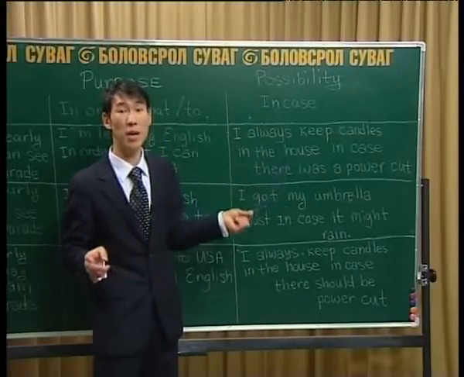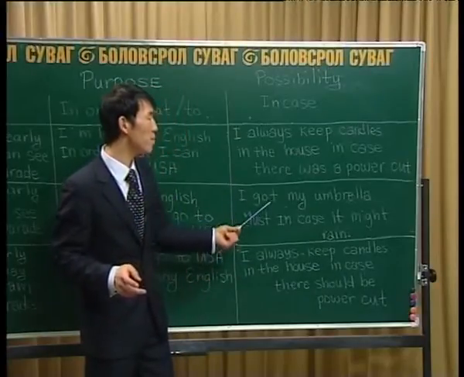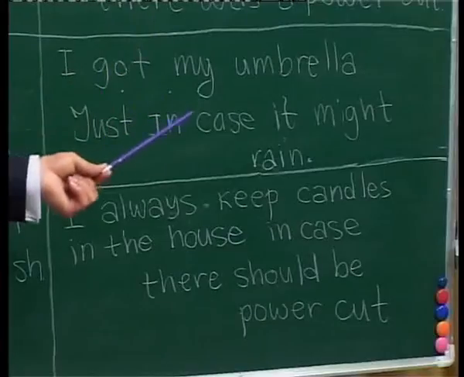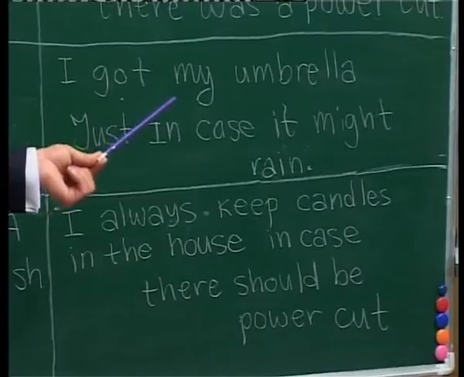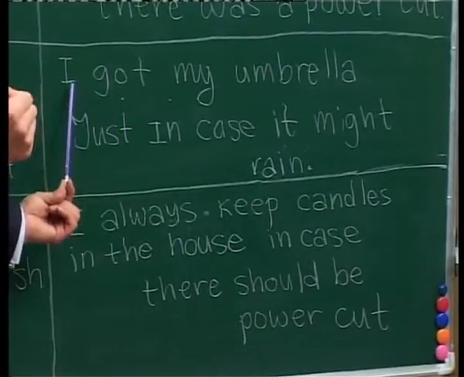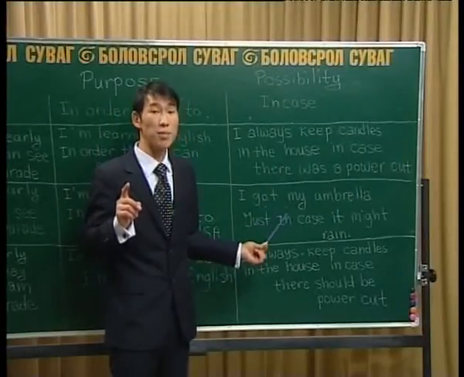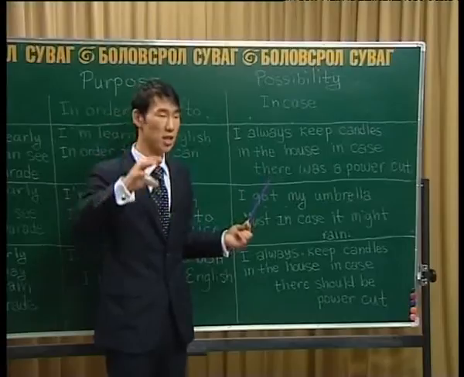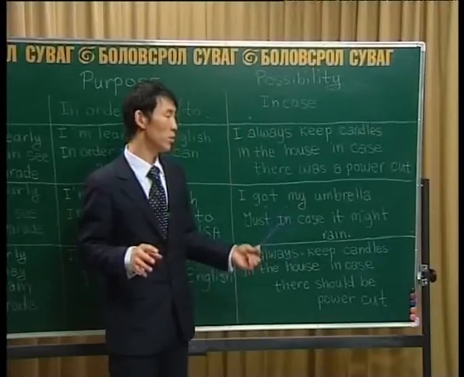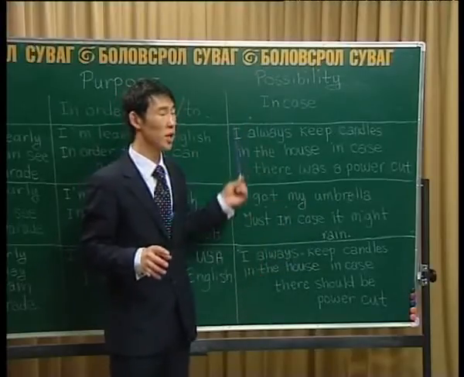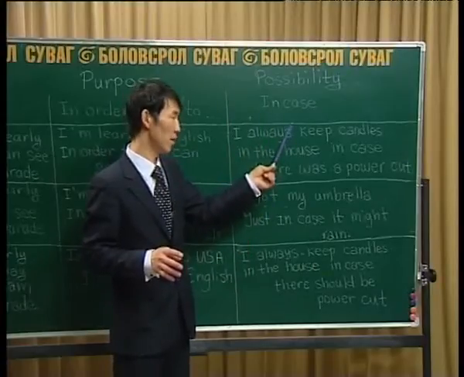And then it means may, might. So this one: I got my umbrella just in case it might rain. That person got an umbrella, maybe one or two, because that person thought that it might rain. Remember, I got my umbrella just in case it might rain. This is expressing possibility. In case. All right.